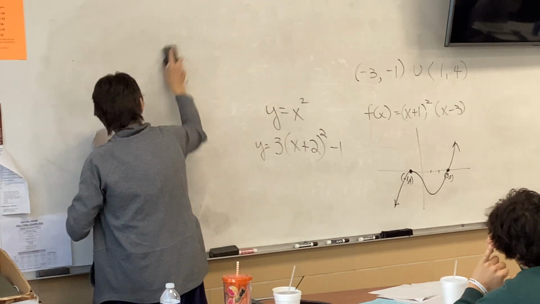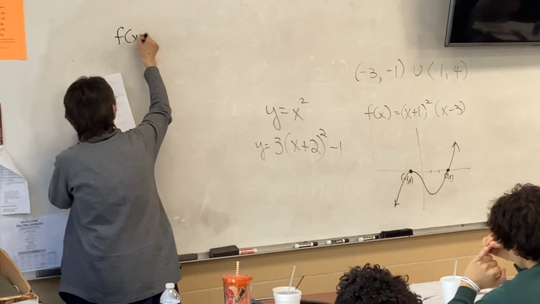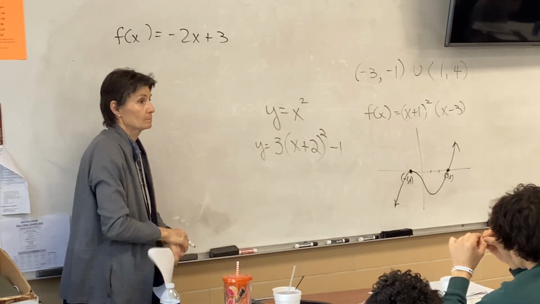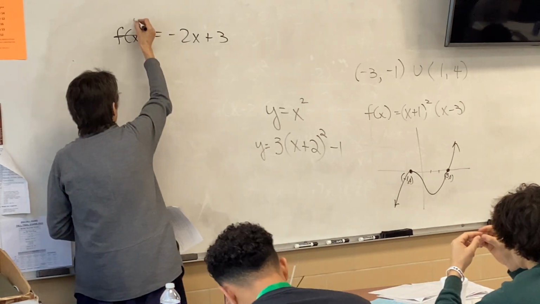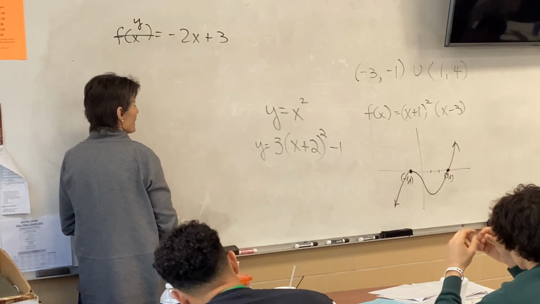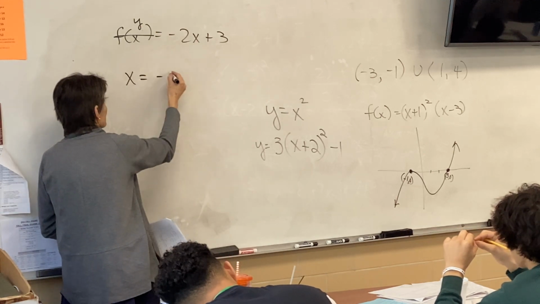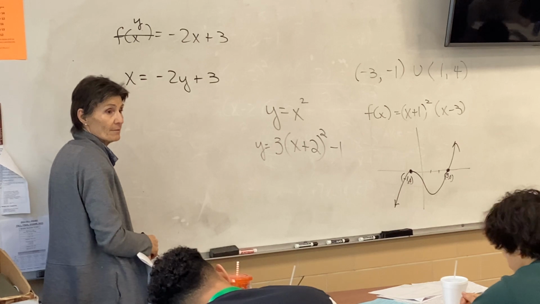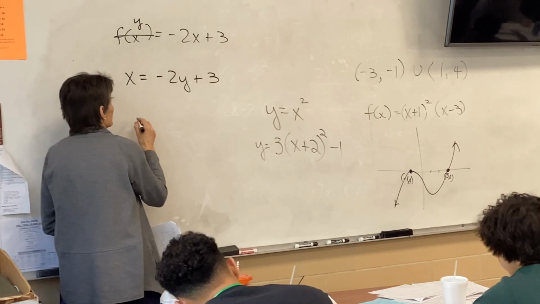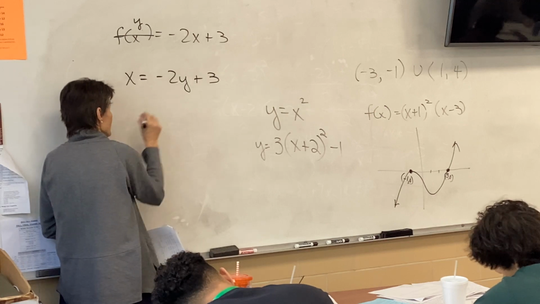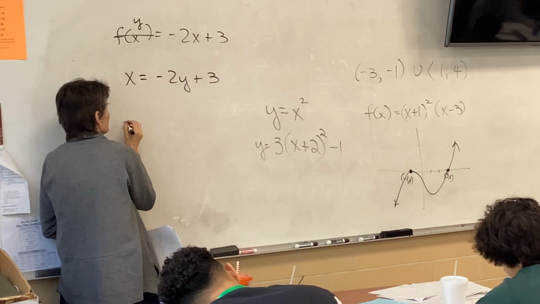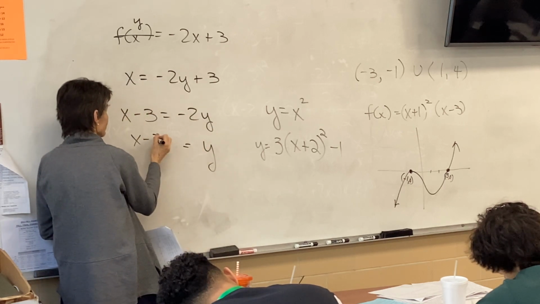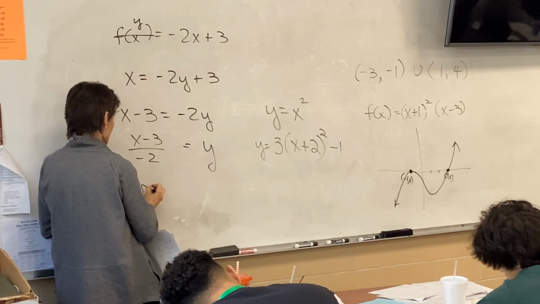We did this one yesterday too. How do you find the inverse? So this is y. And then I switch, so x equals -2y plus 3. And then I'm going to get y by itself. So what am I going to need to do first here? Subtract 3. And then divide. And that is my inverse.